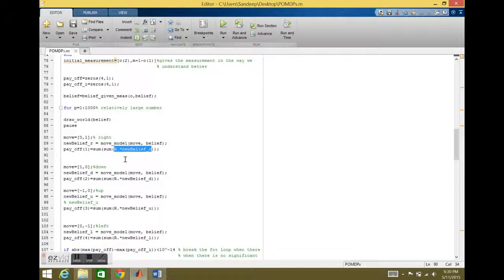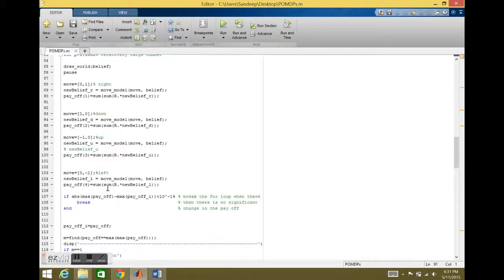And what I do is I calculate the payoff based on the reward matrix and the belief that I get. So this R is the reward matrix, and if I multiply it element-wise with the new belief R, because I gave the move to be R, I get a payoff matrix, and then I calculate the sum of all the payoffs, and I get a total payoff. That's payoff 1, and that's what I get if I make the move right.